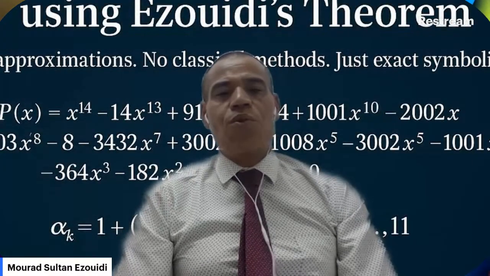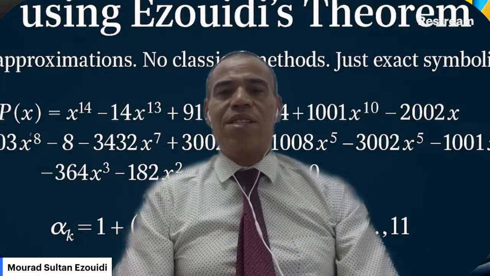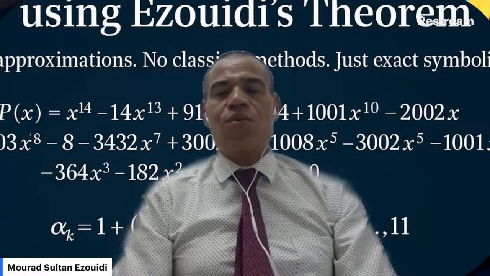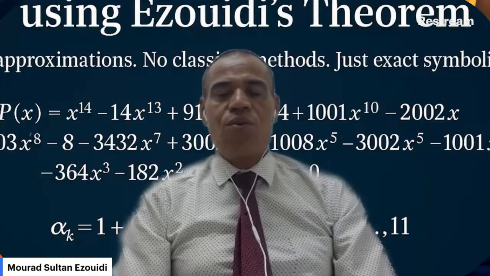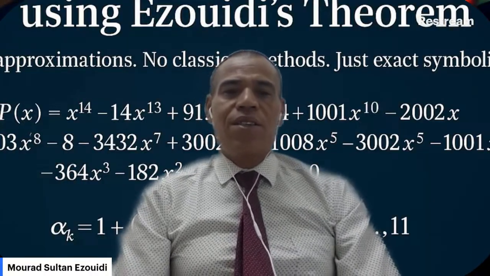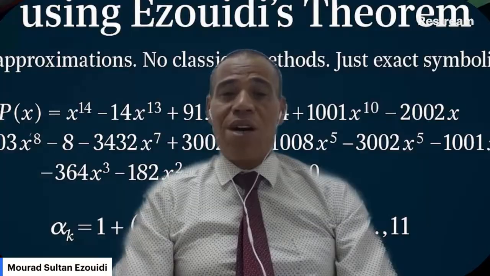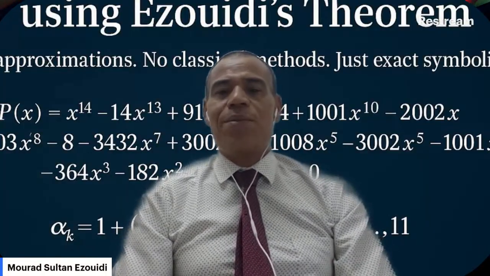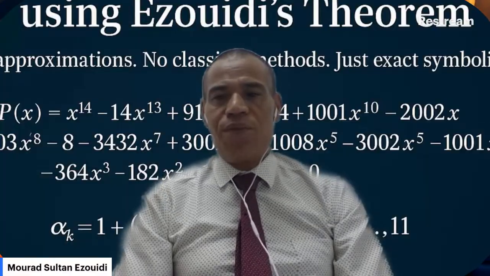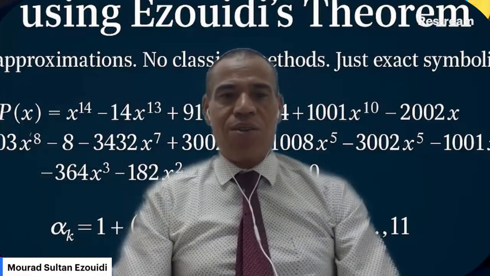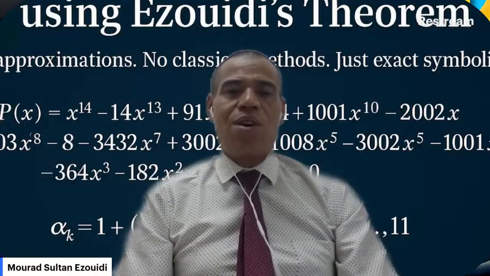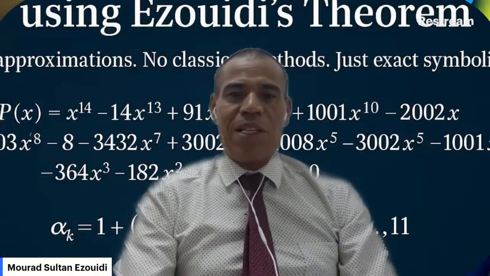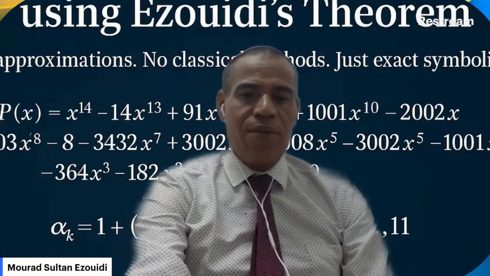So here is the polynomial we are solving today. As you can see, it's a 14-degree equation. Traditional methods would rely on numerical approximation, but we are going to approach it systematically using my theorem. First, let me point out something key: x equal to 1 is a root of multiplicity 2, okay?